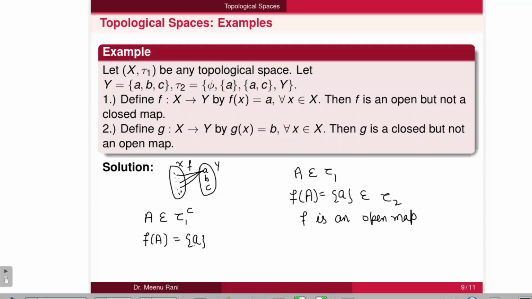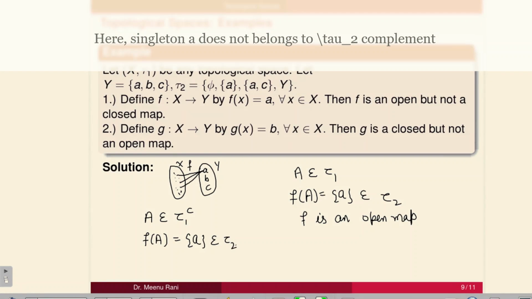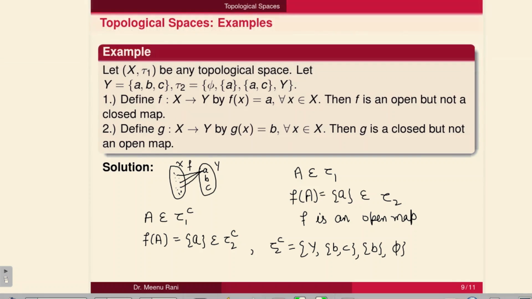mapping to A only, but it does not belong to tau2 complement, as tau2 complement contains phi, BC, singleton B and phi. So these are the closed sets in Y, but singleton A is not closed in Y. So we can say that F is an open map but not a closed map. Now in the second part, if G is a function from X to Y and G of X is given by B for all X belonging to X, then G is closed but not an open map.